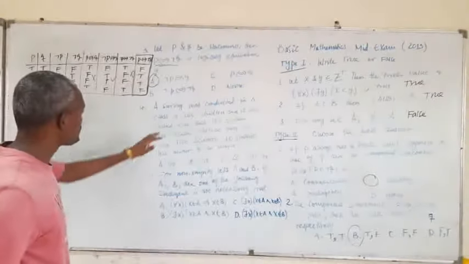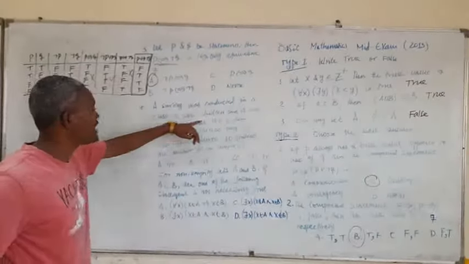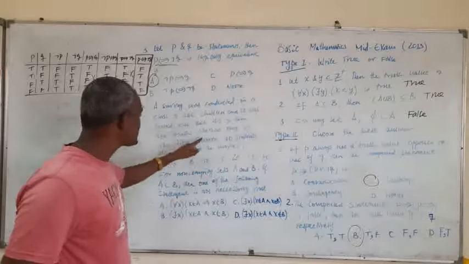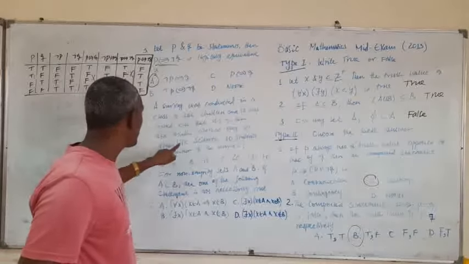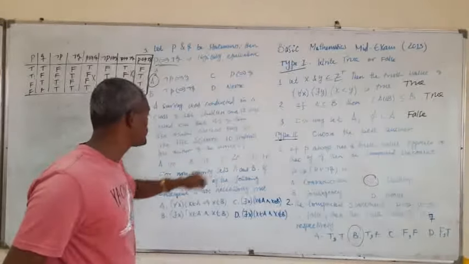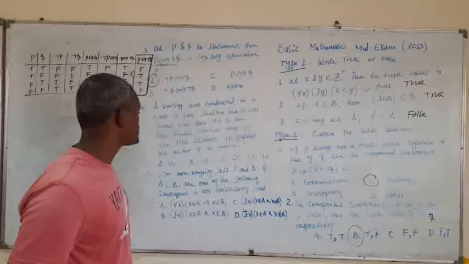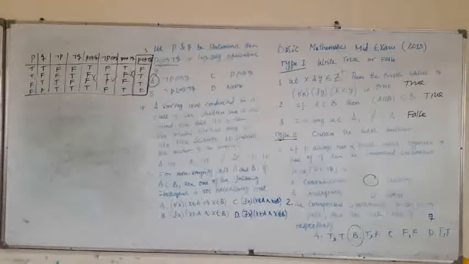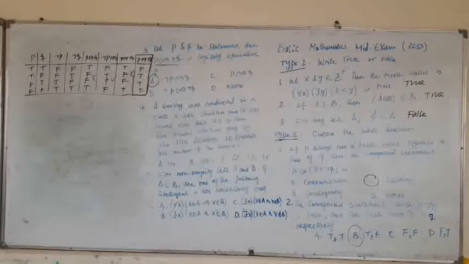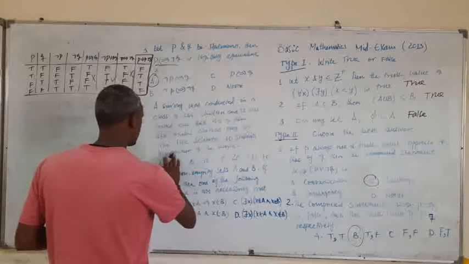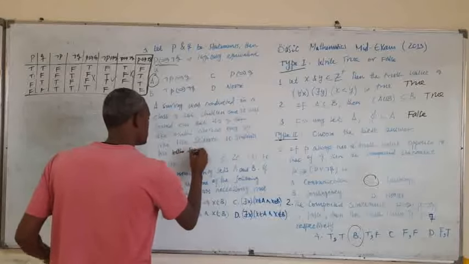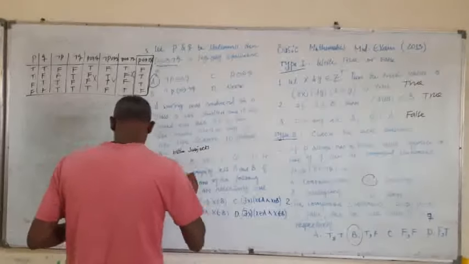The next one: a survey was conducted in a class of 100 children, and it was found that 45 of them like mathematics, whereas only 35 like science. 10 students like neither of the subjects. I think I should correct this question: 10 students like both subjects.